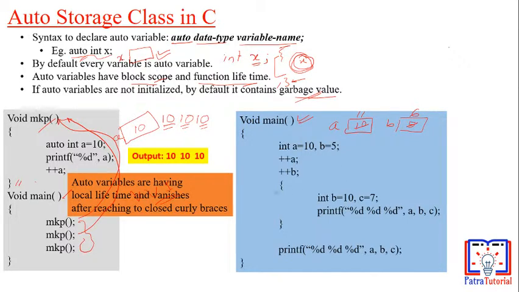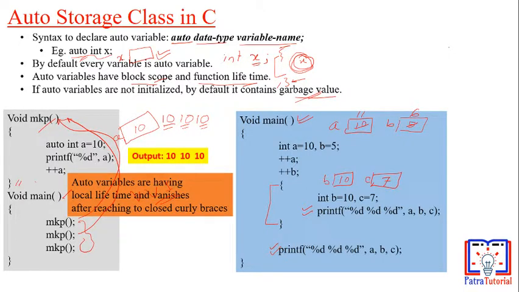Now see, I'm starting another block here. This is a separate block. Inside this block I am again declaring one variable called b and initializing its value to 10, and another variable called c with the value 7. Now I am printing the three values a, b, c. Now tell me what this printf statement will print and what this printf statement will print.